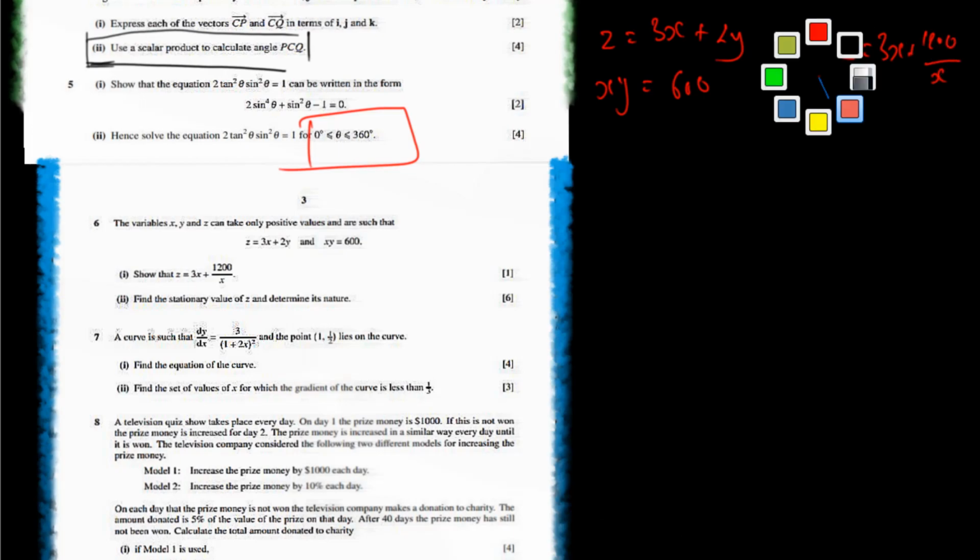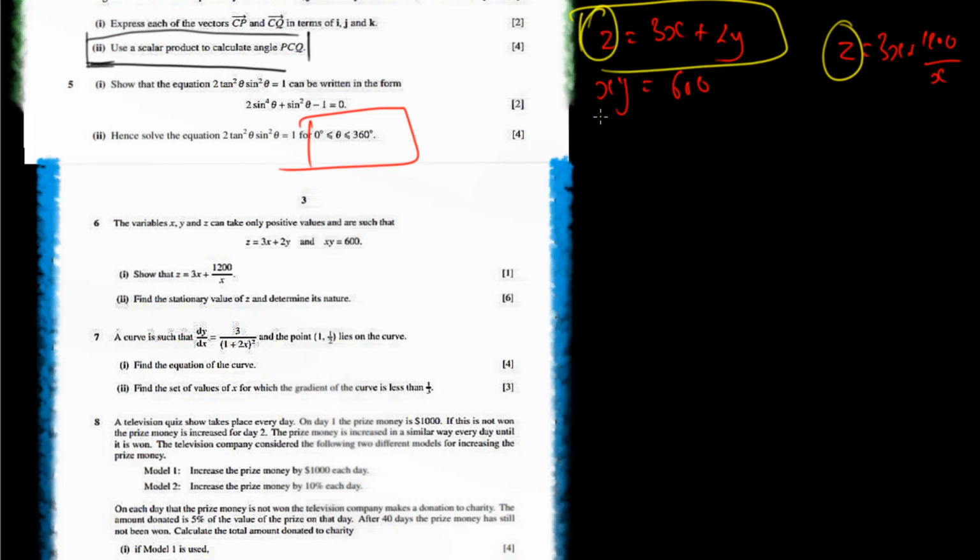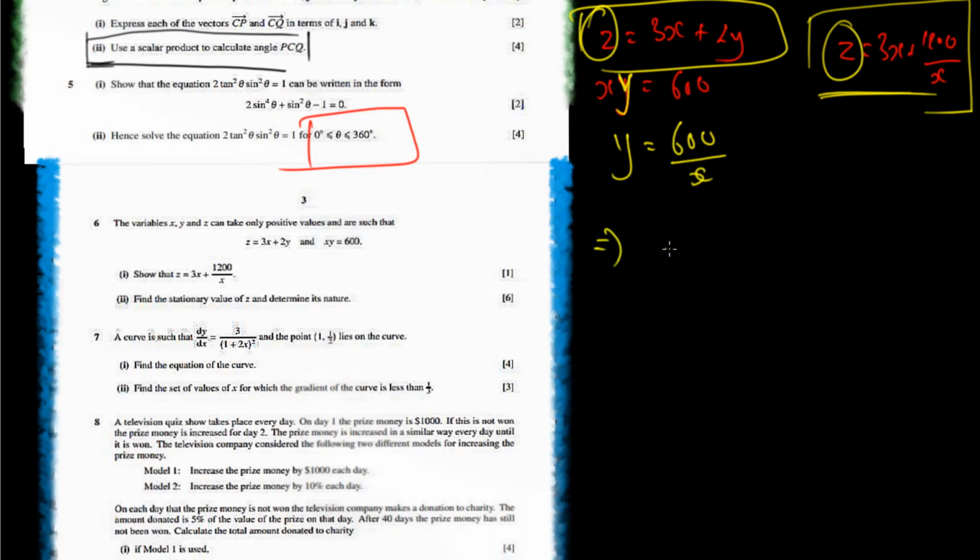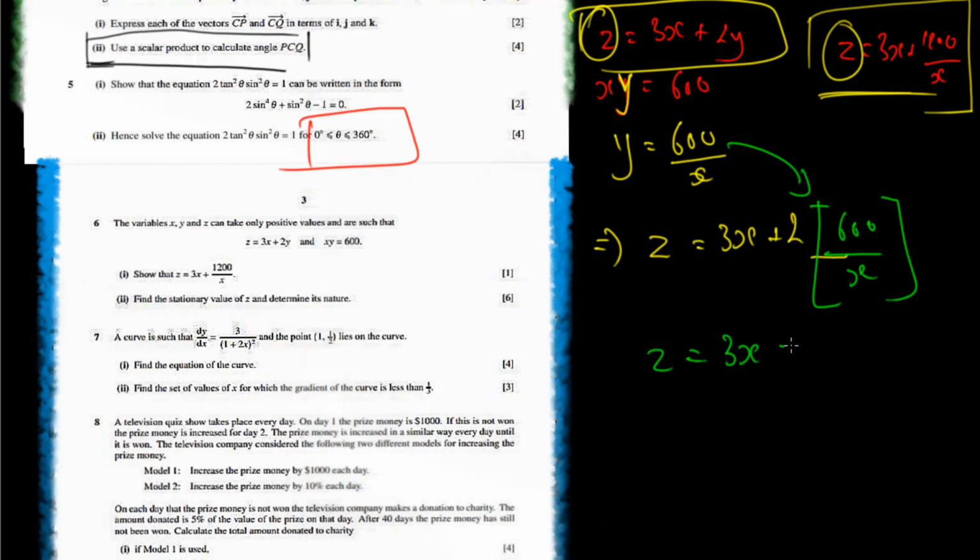So we have a simultaneous equation situation where we have to make z the subject. In the first equation, z is already the subject, so there's nothing that we can do over there. In the second equation, we have x and y. The equation that we want doesn't have y, so we can make y the subject over here: y is 600 divided by x. If I substitute into my first equation, z is equal to 3x plus 2, and instead of y I substitute this equation in, it would be 600 by x. If I simplify that, I'll have 3x plus 1200 by x, exactly what we want in the question.